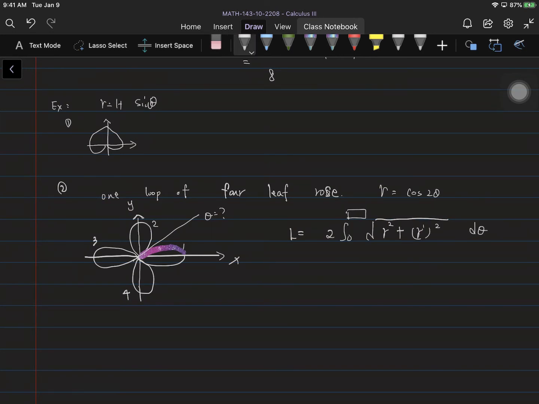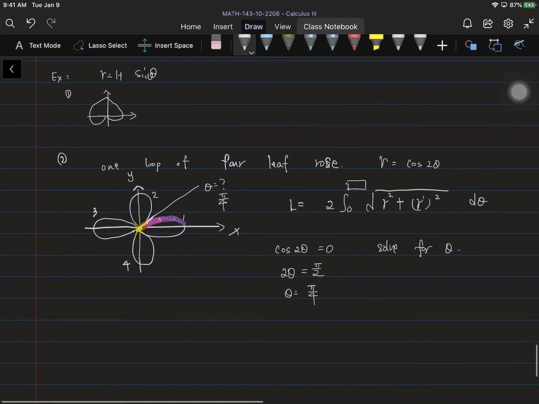Let's see. How do you find that angle? We're going to do it this way. At the origin, you can see r equals 0. Is that right? At the origin, if you look at my pen, r equals 0. So we make r equals 0, which is cosine 2 theta equals 0, and solve for theta. That means 2 theta equals pi over 2, so theta is pi over 4. It looks like pi over 4, right?